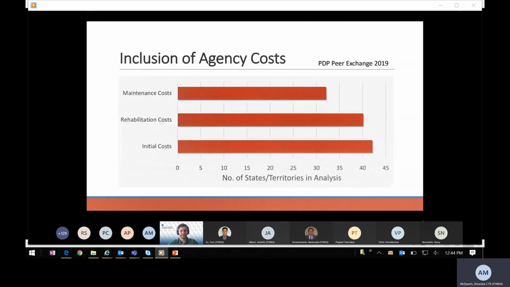So from the peer exchange, states and territories in analysis that complete LCCAs as a part of their pavement design policy weighed in on whether the following types of agency costs are considered: maintenance, rehabilitation, and initial construction. Now, most states and territories in analysis indicated that primarily initial construction and rehabilitation costs were considered as agency costs in LCCA studies, while noticeably fewer respondents indicated that maintenance costs are taken into account. Next slide.